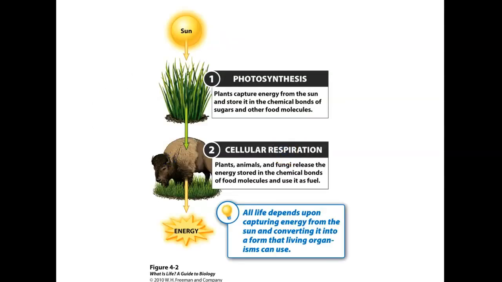So here's just a little visual showing you that the sun is providing energy for the grass, which changes it over into a glucose molecule. That animal is going to use the grass as a food source. That food is then going to go into its body, get broken down, and then processed over into another form of energy that it can use.